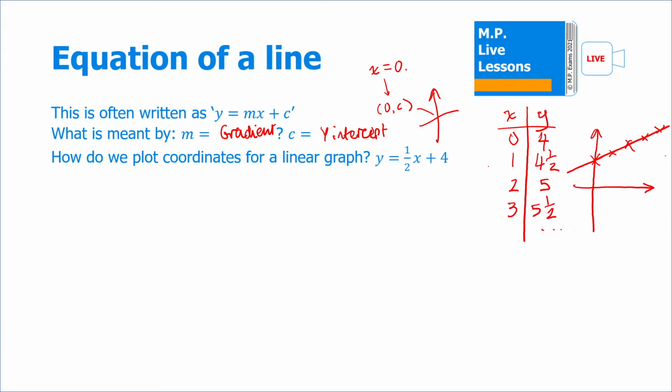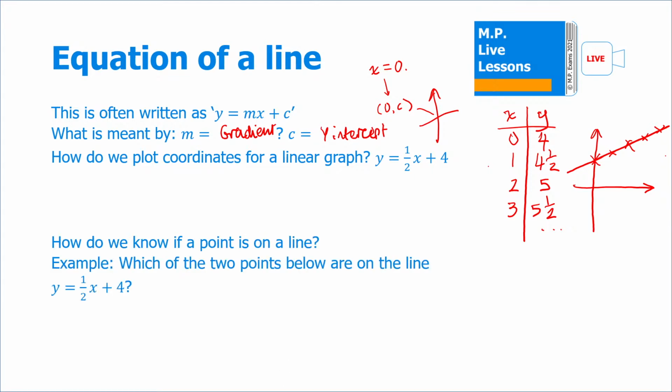Now, for example, how would we know if a point is on a line? So for example, we've got the equation again, and how would we know, let's say, if the point (1, 4) or (3, 5.5) is on the line? So if we don't use the table, what you would do is you would either substitute x or y into the equation. So remember, your first number is your x coordinate, and your second number is your y coordinate.